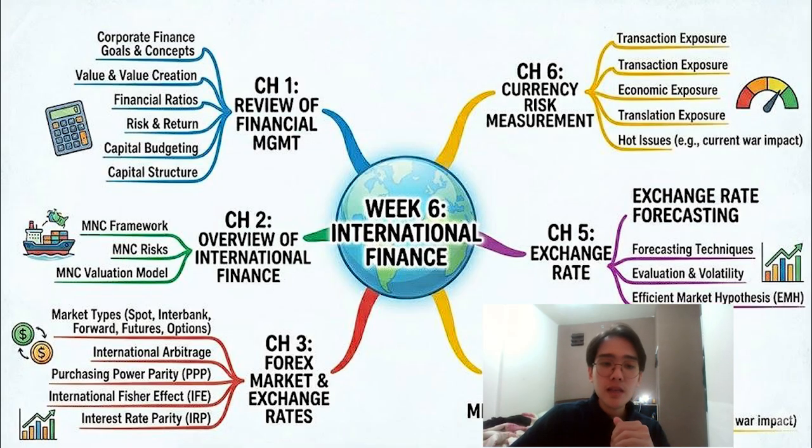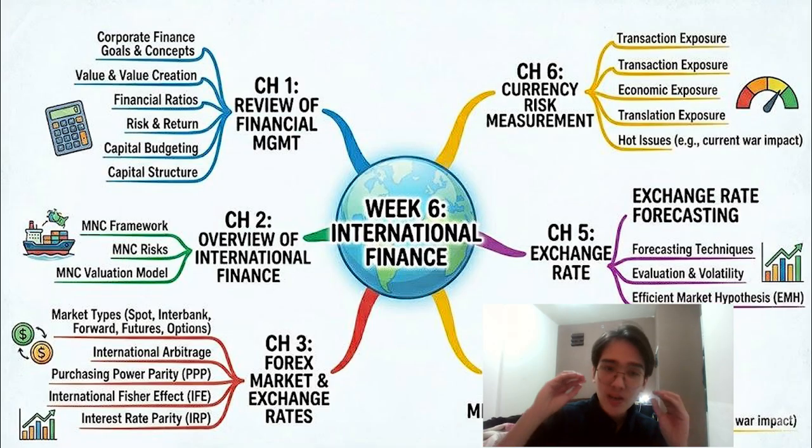Basically, we must also consider the efficient market hypothesis, or EMH, which categorizes markets into weak, semi-strong, and strong forms. If forex markets are semi-strong efficient, which they generally are, all public information is already priced into the current exchange rate, making consistent prediction and outperformance extremely difficult.